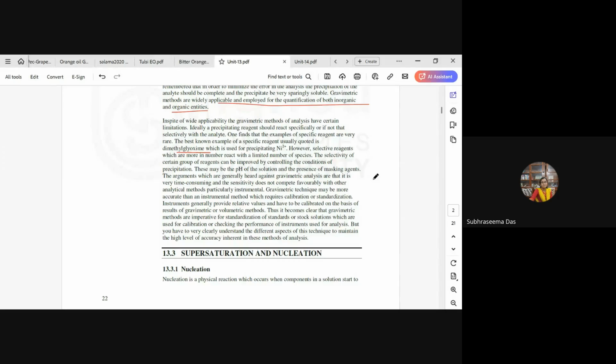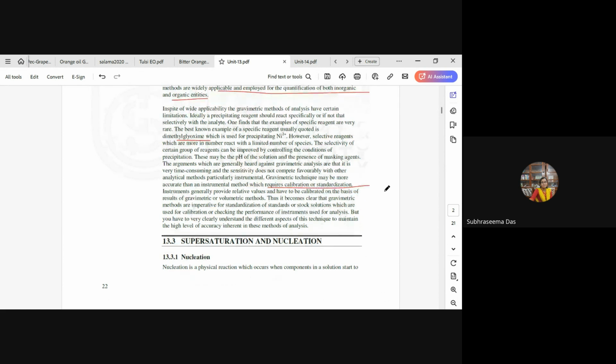The activity of certain groups of reagents can be controlled by changing the reaction conditions. This is why the reactivity and selectivity of certain reagents help in the identification of a wide range of materials. Gravimetric techniques may be more accurate than an instrumental method which requires calibration or standardization.